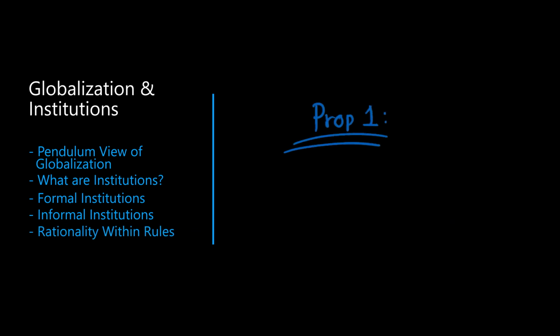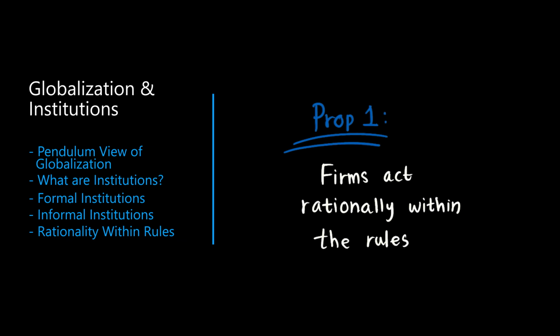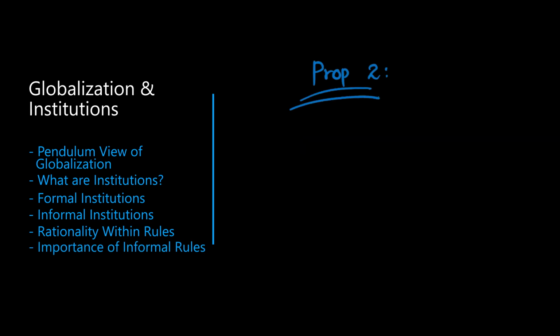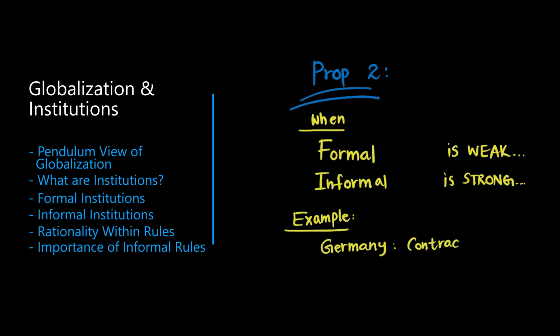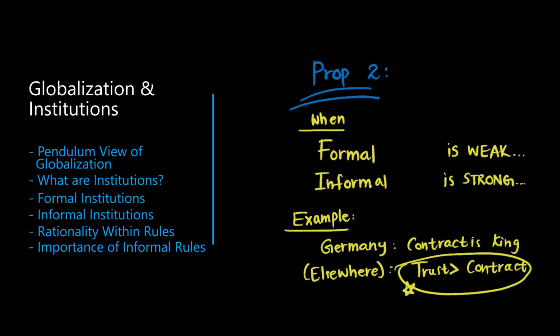This leads to two critical propositions. Proposition 1 says that managers and firms act rationally to pursue their interests, but they are always bound by these formal and informal rules. Proposition 2 is even more important for the exam. When formal institutions are weak, unclear, or fail, informal institutions play a larger role. Let me give you a concrete example. In a country with strong formal institutions like Germany, a business contract is legally binding and enforced by the courts. But in a country with a weak legal system, that same contract might be worthless without a strong personal relationship with your business partner to ensure they follow through. The informal rule, trust, becomes more important than the formal rule, the contract.